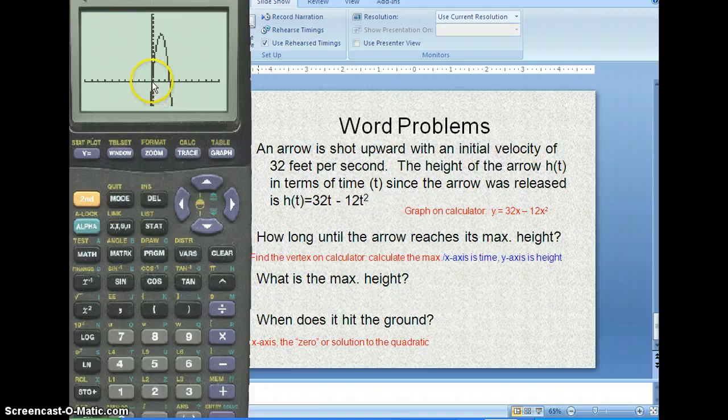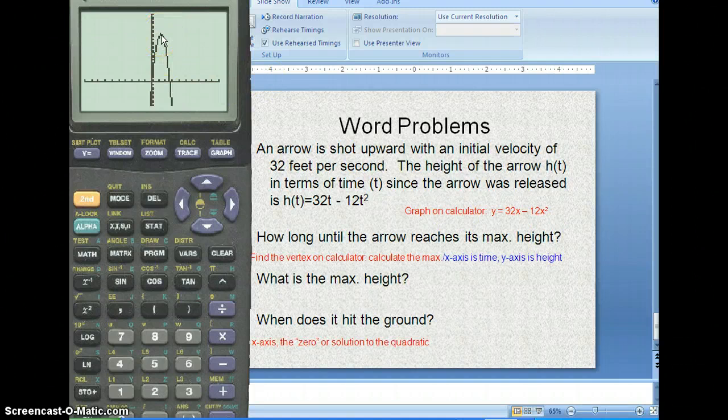So we're standing right here at the vertex. We shot the arrow and it came back down and hit the ground. So this part of the graph down here doesn't make sense. It's under the ground. Okay, so what's the question here? How long will it take till the arrow reaches its maximum height? So we want to know what the time is up here.